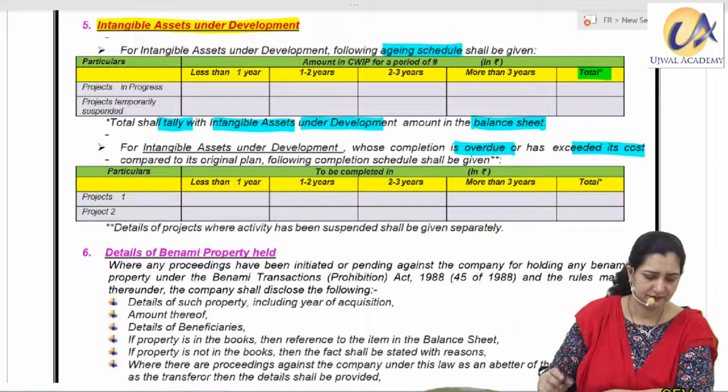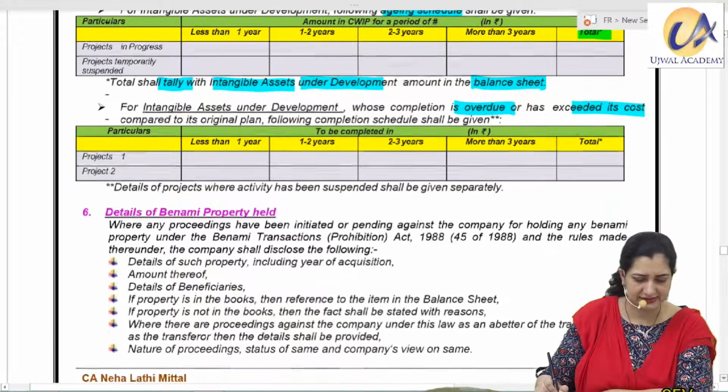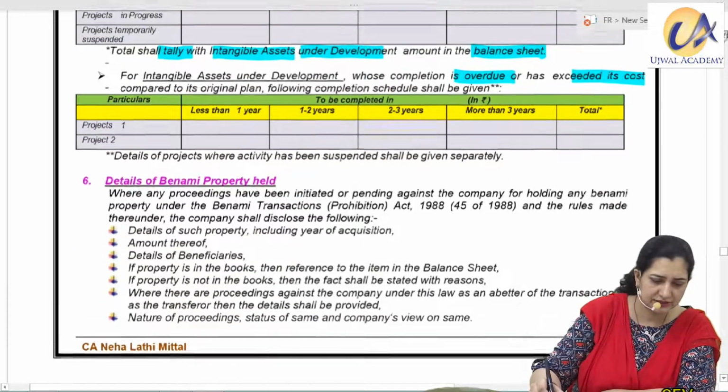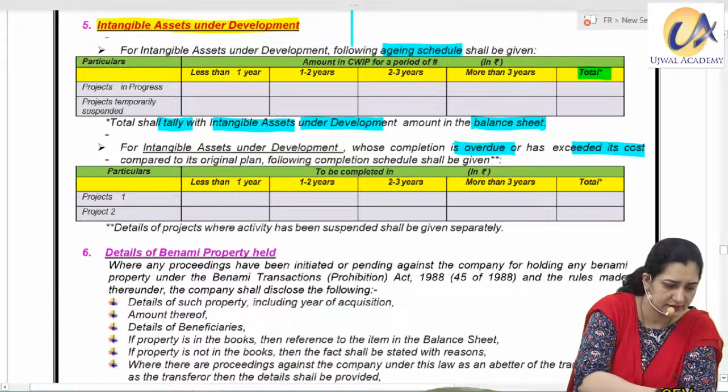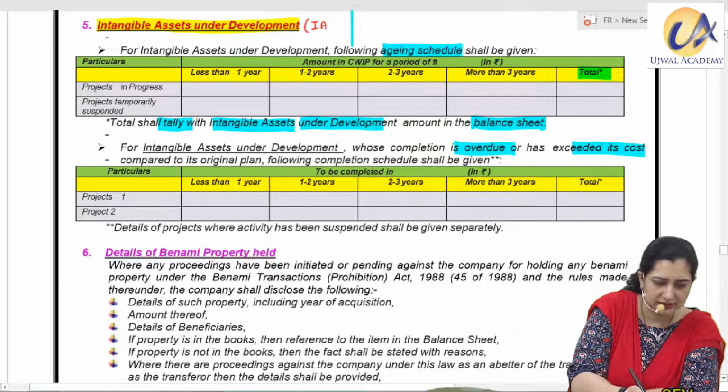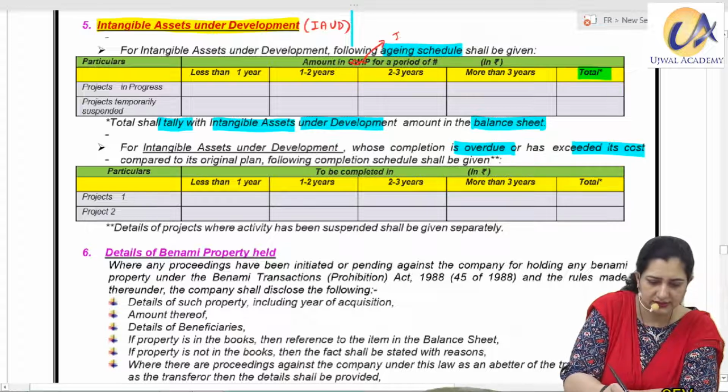Then point number 6. Just one small change here. This is intangible assets under development. Here, it has come by mistake as CWIP. Just make the change.